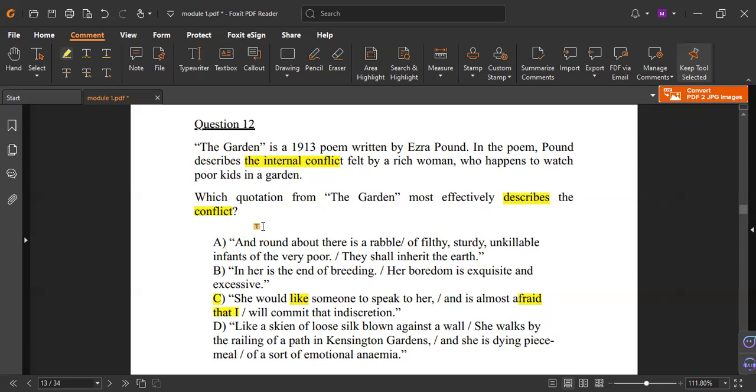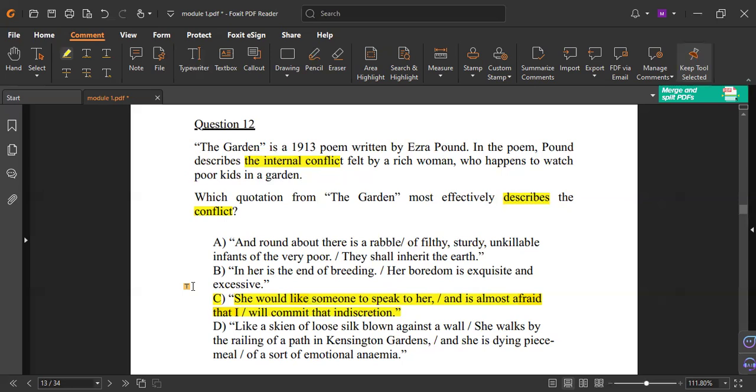In letter A, there is no conflict, and in B, no conflict. She just describes her boredom as exquisite and excessive, but conflict, no. So conflict means two opposite ideas at the same moment. Feel it? So we test you on conflict, internal conflict and external conflict, as you studied in the GPA. Internal means something inside you. You have two feelings. You would like to do something, but you're afraid of something.